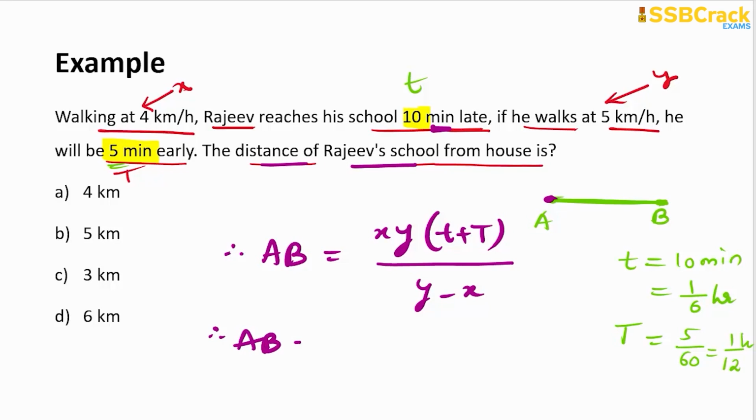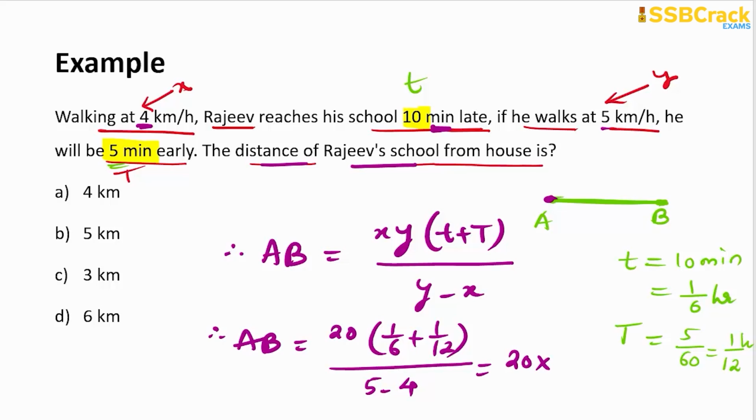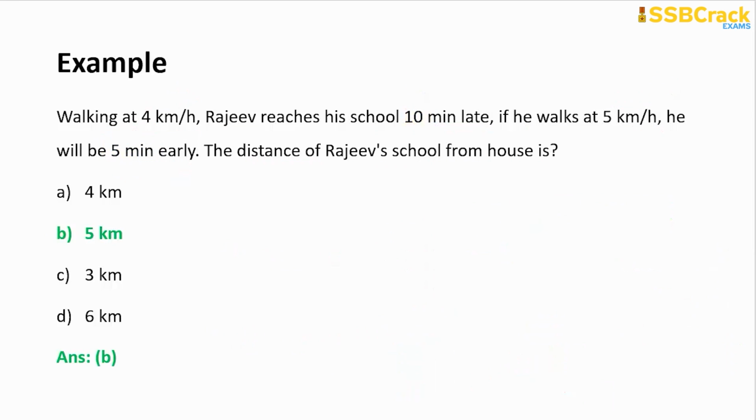So AB is equal to x into y, that is 4 into 5, we have 20. Then we have 1 by 6 plus 1 by 12 to add, and this has to be divided by 5 minus 4, that is 1. So the answer is 20 into, see, the denominator is anyhow 1, I am not writing that. For the numerator, the LCM of 6 and 12 is 12, so it's 2 plus 1, that's 3 by 12. So it's 20 into 3 by 12, which is 5. So yes, you could see the right answer is option B. And hence the right answer is option B only.